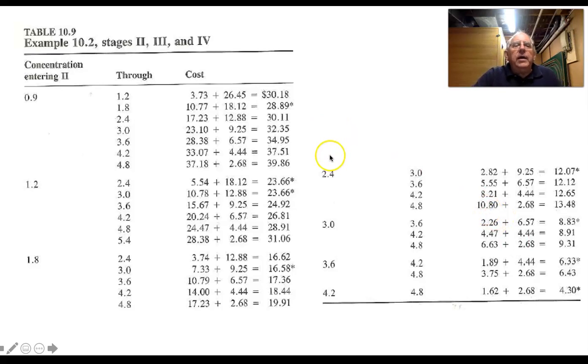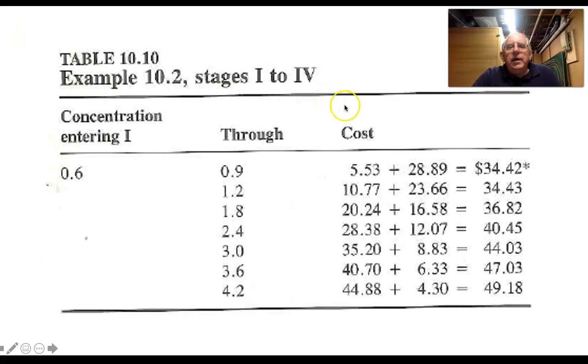And then finally, we back up until we look at just the first stage. And now the first stage comes in at 0.6. There's only one entrance to the first stage. And if we go just up to 0.9, we see that the cost is this 553. If we went all the way up to 4.2, we see a very large cost associated with bringing it up to 4.2.